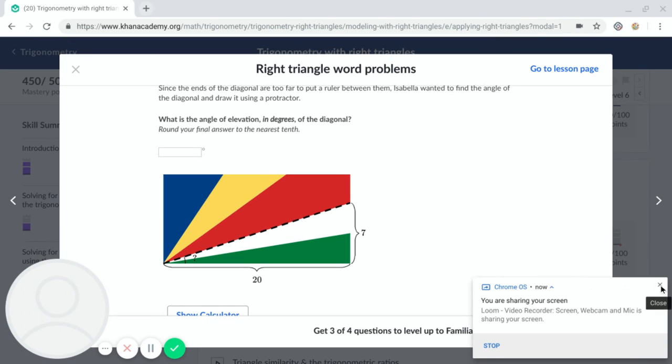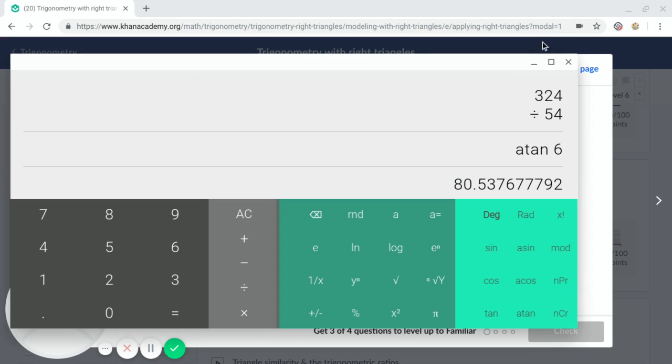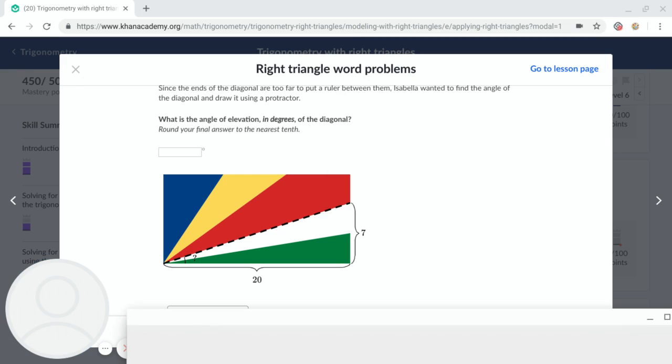Alright, so let's see here. We've got a triangle with the sides 7 and 20, and obviously we need to find the angle right here between the white and the green. So we're going to be using inverse trigonometric functions.